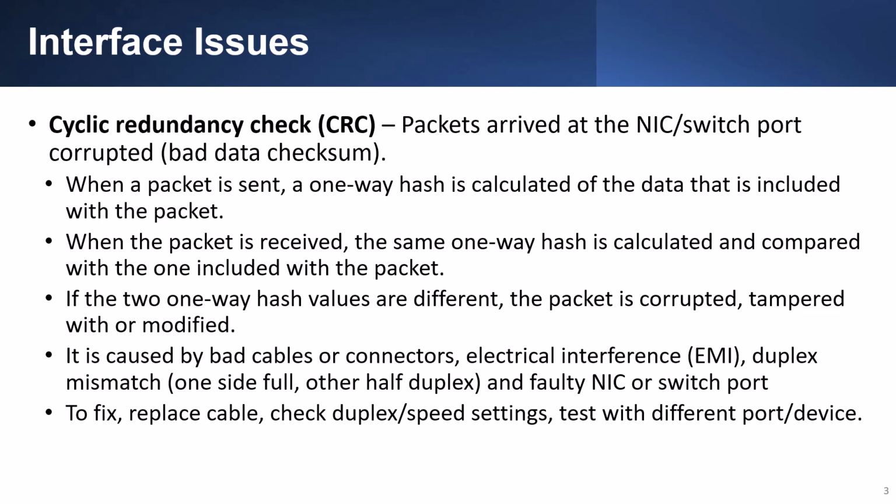Cyclic redundancy check, or CRC, is when packets arrive at the NIC or switch port corrupted with bad data checksum. When a packet is sent, a one-way hash is calculated of the data that is included with the packet. When the packet is received, the same one-way hash is calculated and compared with the one included with the packet. If the two one-way hash values are different, the packet is corrupted, tampered with, or modified.